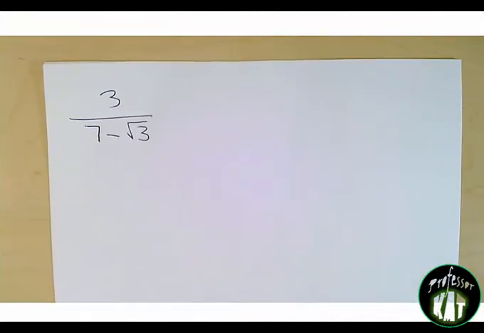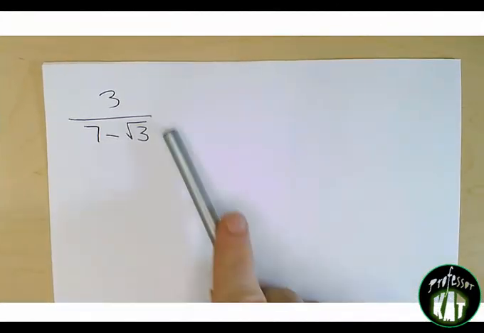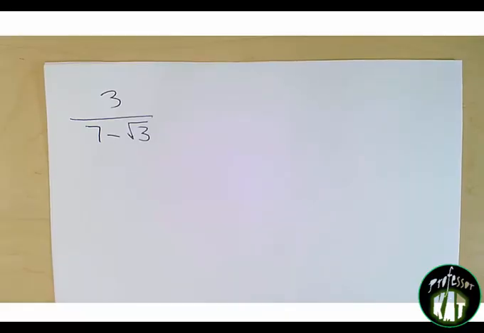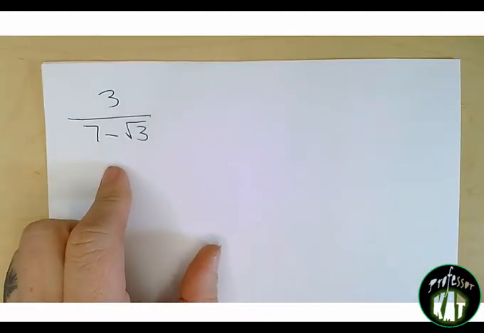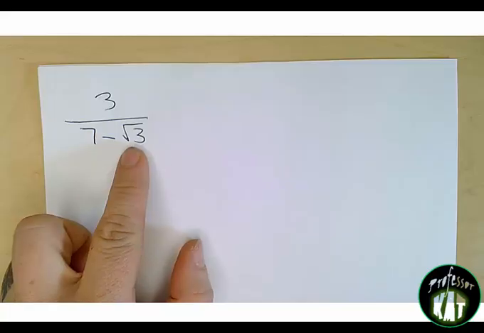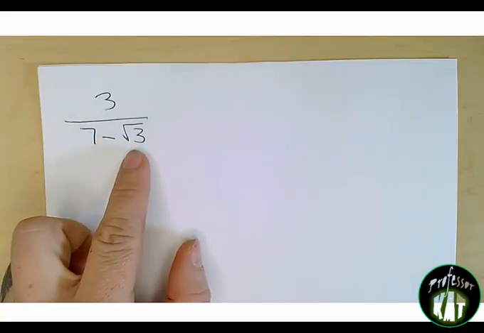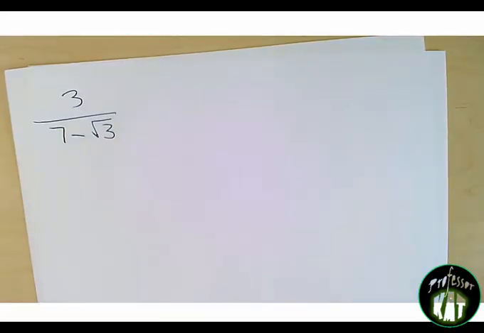So let's rationalize the denominator of the following example here. Now, when it comes to rationalizing the denominator, they're talking about getting rid of the radical that is in the denominator. So if you have a radical in the denominator, it's not considered simplified. Now, that could look a few different ways.